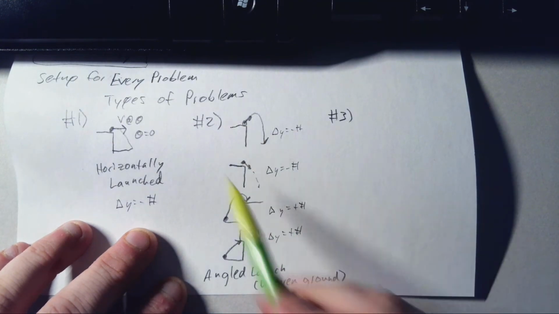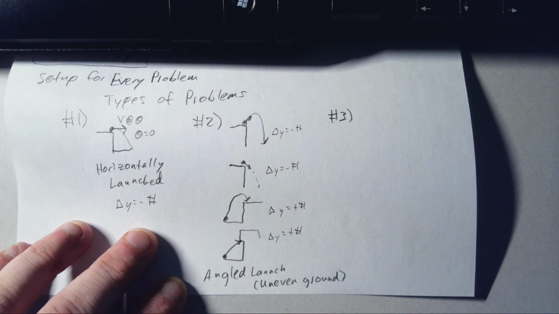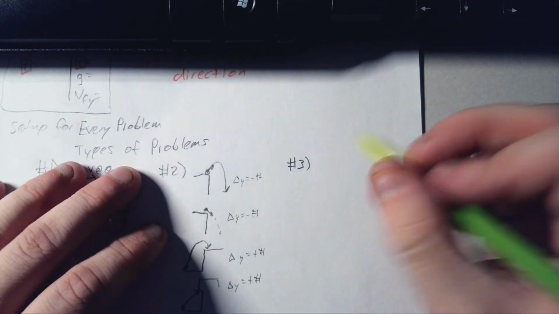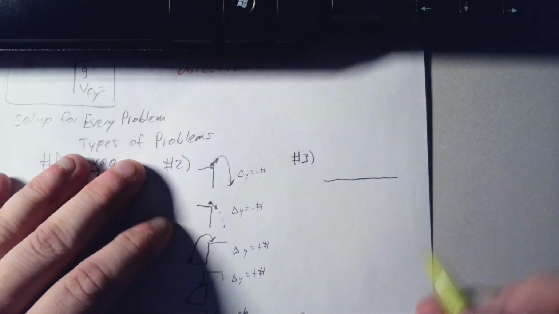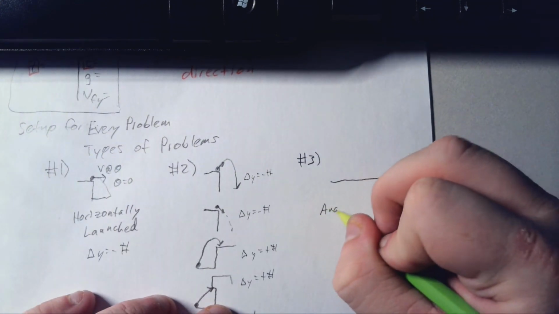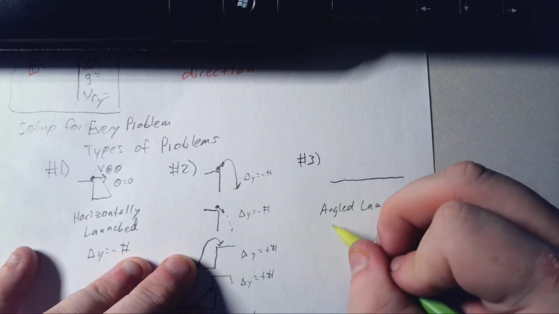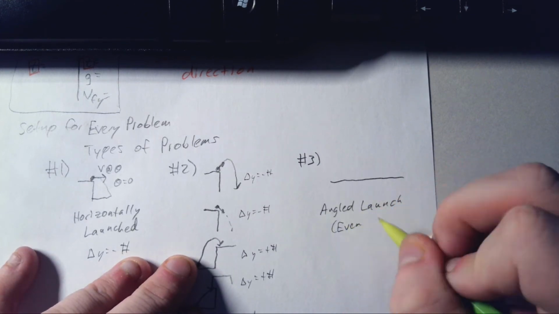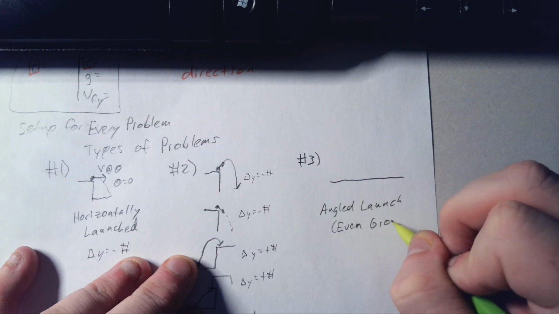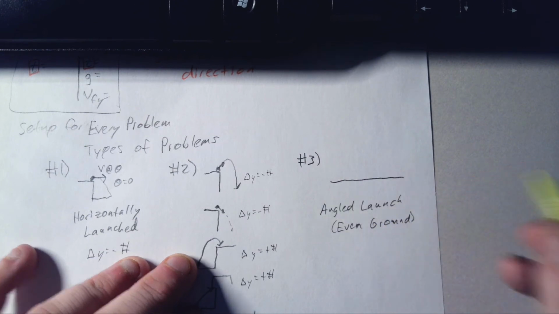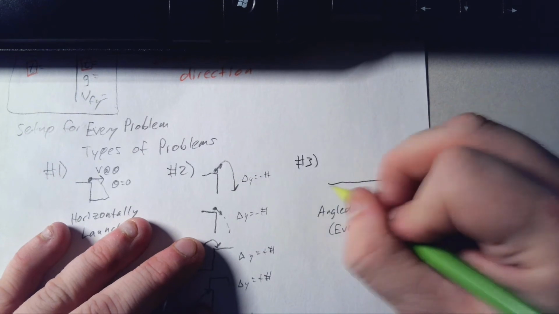Uneven ground just means you have some delta y that is either positive or negative. In the last scenario, we have what's called angled launch, even ground, meaning that it is going to begin and end at the same exact height.